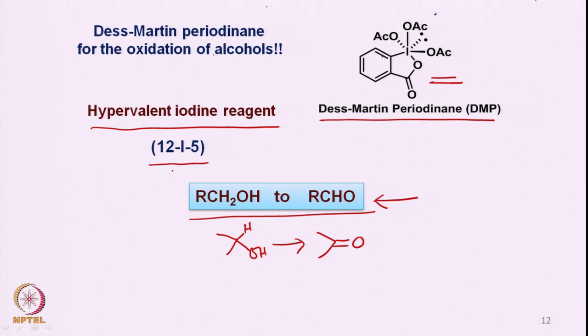12 means now there are 12 electrons around, 2 from this bond and 2 from here, 2 from here, 2 from here, 2 from here, and another pair of electrons here. So that indicates 12 on iodine, and there are 5 bonds attached, because 3 iodine acetoxy bonds, 1 iodine aromatic carbon bond and 1 iodine oxygen bond. So this is what indicates the 5, that means 5 bonds are around.